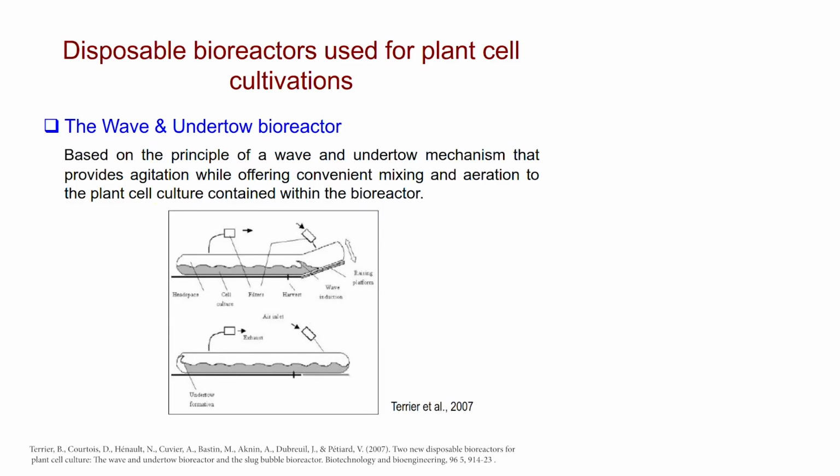The disposable bioreactors, we have already discussed the wave bioreactor. This is a well known bioreactor used for animal cells, but people have also started using it for plant cell fermentations. It works on the principle of wave and undertow. Wave everybody knows, undertow, it works on the wave and undertow mechanism. So, why is this mechanism being spoken about?